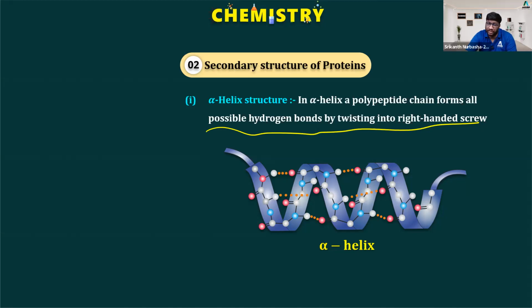Intramolecular hydrogen bonding is major. Yes or no? Intramolecular, like within the same polypeptide, we are going to have hydrogen bonding, intramolecular hydrogen bonding. And in the beta pleated structure, the polypeptide chains are stretched out to a maximum extension or a maximum distance. Then between one polypeptide chain and the other polypeptide chain, new hydrogen bonding is going to develop. That is intermolecular hydrogen bonding.